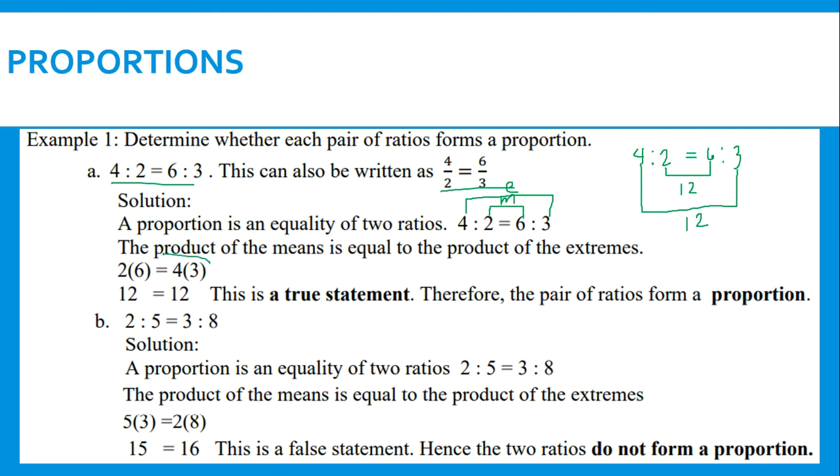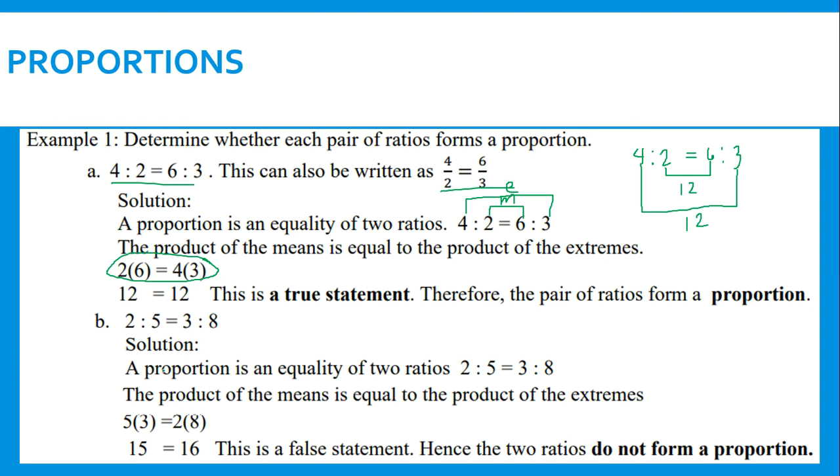Or you can have this one. So mo ni siyang solution. So 2 times 6 equals 4 times 3. So therefore 12 is equal to 12, or 12 equals 12. Then this is a true statement. Therefore the pair of ratios form a proportion. Okay? So kaning duha ka ratio, kaning 4 is to 2 ug 6 is to 3 forms a proportion, because the product of the means is equal to the product of the extremes.